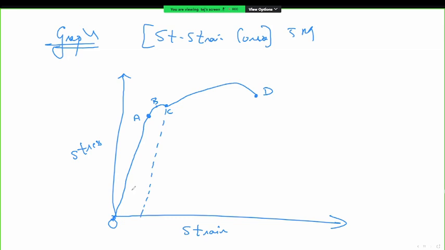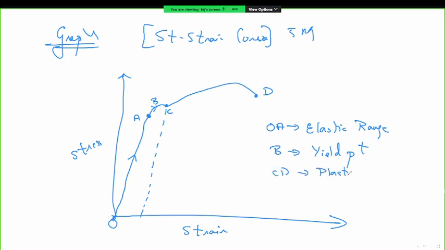Done. The graph is done. Okay, obviously arrow marks are required. Arrow mark 1, arrow mark 2. That's it. Don't put many arrow marks. 2 arrow marks are more than enough. I'll write the meaning here. OA is called the elastic range. Now, the reason I'm writing this is because I'll do the explanation with this only. Point B is called the yield point. Now, obviously, don't ask me what this is. I'll tell you. From point C to D, this curve is called the plastic region, plastic behavior.